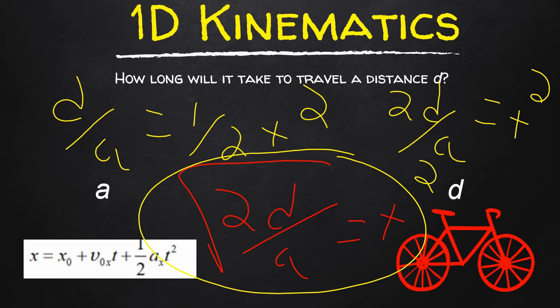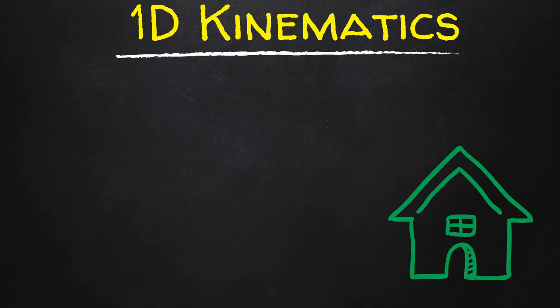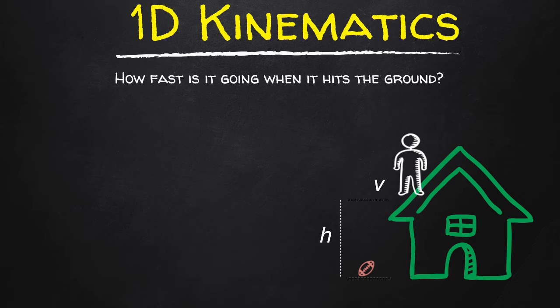Now let's check out one more problem really quick. So let's say we have this house and it's a height h. And in this house lives some kid who is a bit of a brat, and he likes to climb up onto the roof and throw his football straight down to the ground. The question here is, how fast is the ball going when it hits the ground?